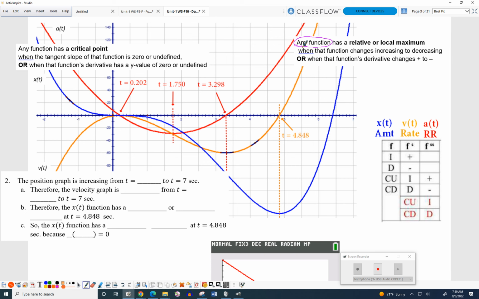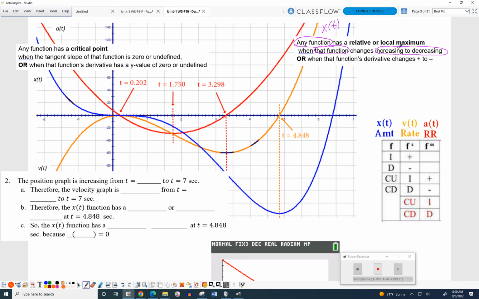The definition we're talking about right now is on the reference sheet. It says any function, for example, position. Any function, could be position, could be velocity, could be whatever, has a relative or local maximum. The definition is simply the opposite for relative minimum, so I didn't write it down, but it's the same idea. When that same function, so the purple function being position, has a relative or local max, when that same function changes from increase to decrease.